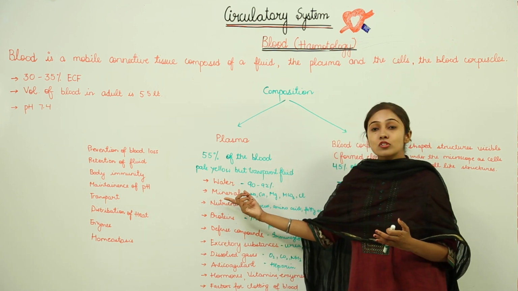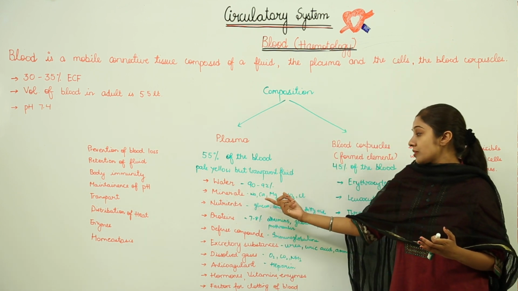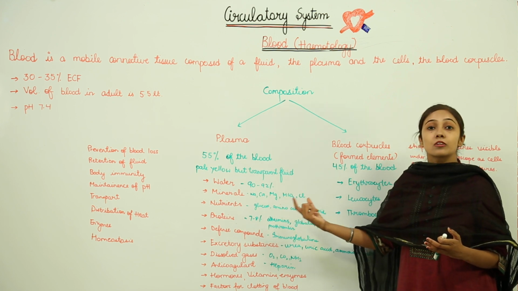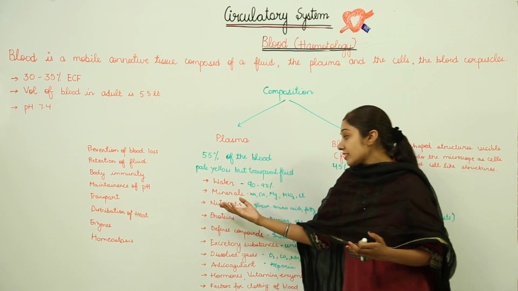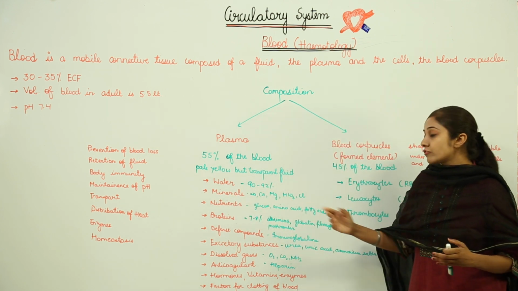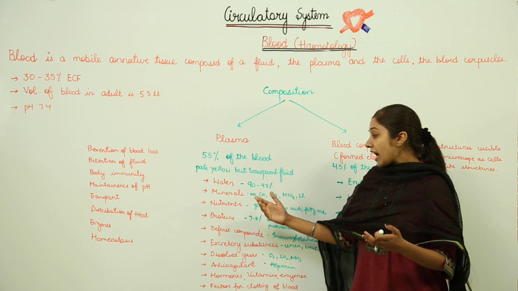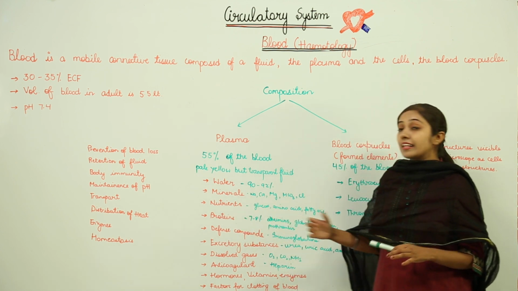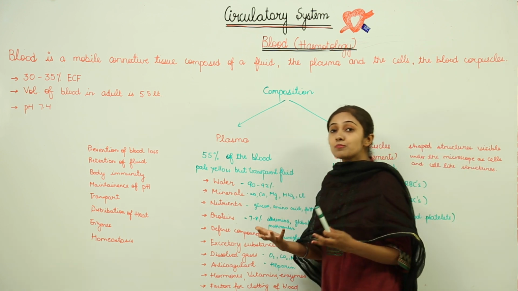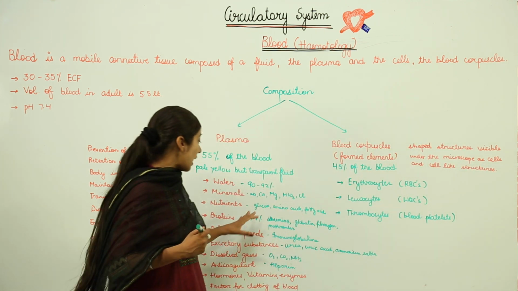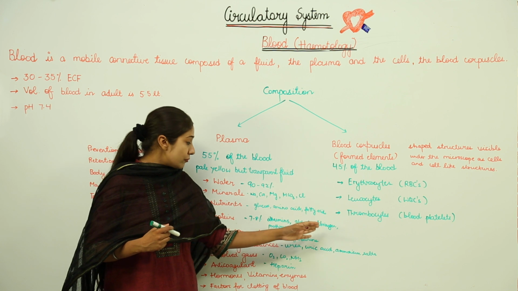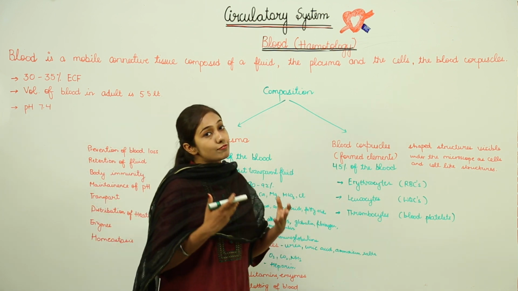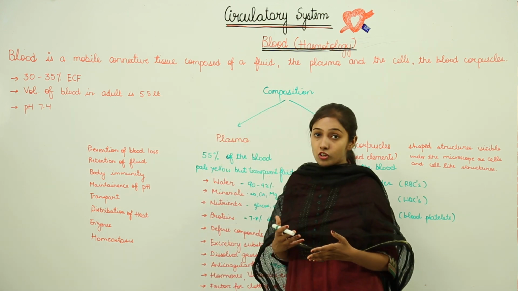It has minerals also, that is sodium, calcium, magnesium. Then there are ions, namely bicarbonate ions, chlorine ions. The nutrients are also there: glucose, amino acids, fatty acids, lipids. Then we have proteins. Proteins form 7 to 8% of the plasma, and the main important proteins in the blood plasma are the albumins, globulin, fibrinogen, and prothrombin, right? You will also come to know about their functions, how they help in blood clotting.